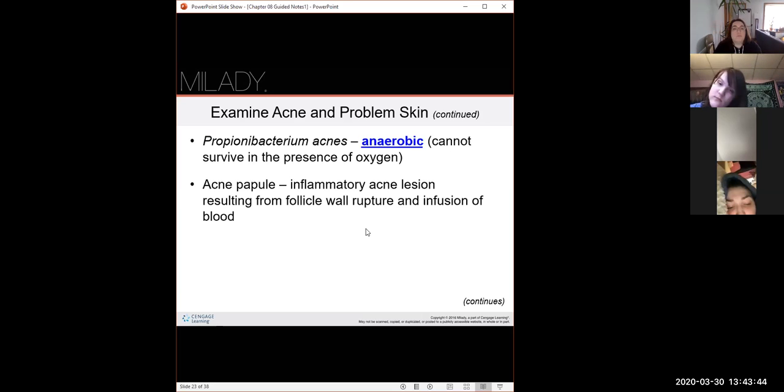Acne papule, and a papule is a fancy word for a pimple. Now we're putting it with acne, very simple to understand, and it just keeps accumulating. Acne papules, pretty bad, pretty severe.